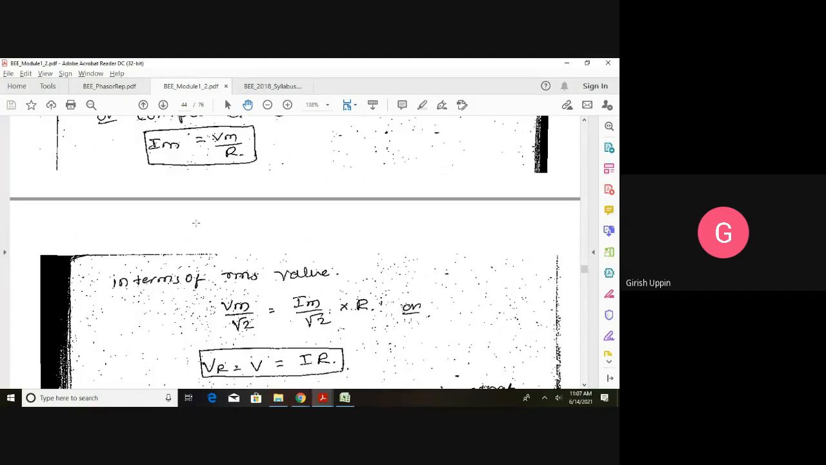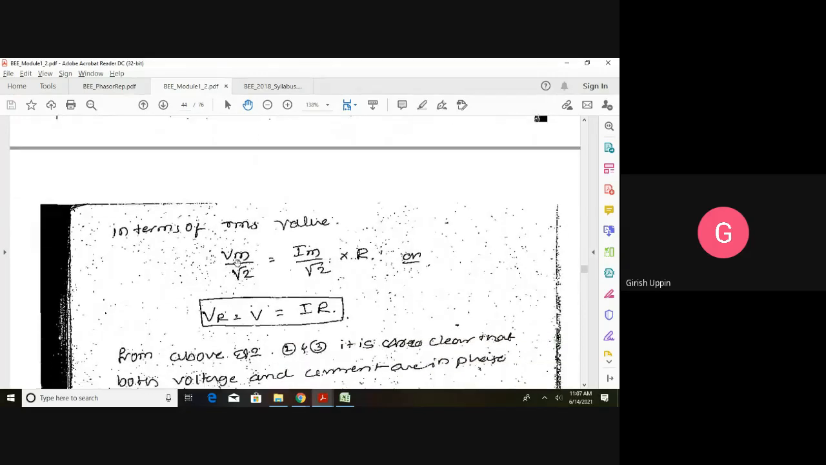This can be represented in terms of an RMS value also. So we know that Vm is equal to Im into R. If I divide both left hand side and right hand side by root 2, basically 1 by root 2 is nothing but 0.707, and 0.707 into peak value is nothing but the RMS value. So Vm by root 2 is nothing but the RMS value of the voltage.